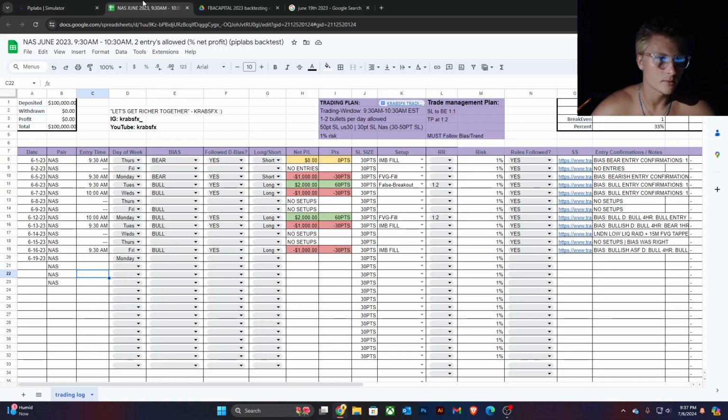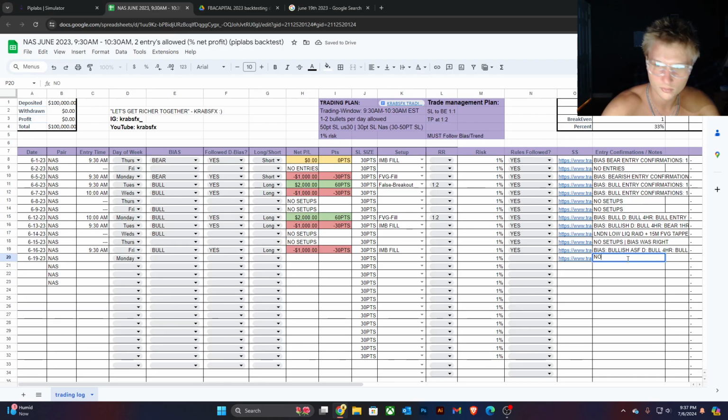Alright. Mark that up. No setups plus Juneteenth holiday. Very slow price action. Just marking that up. Alright, so Tuesday should not be a holiday.